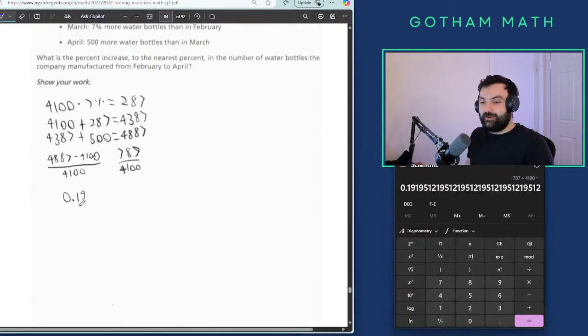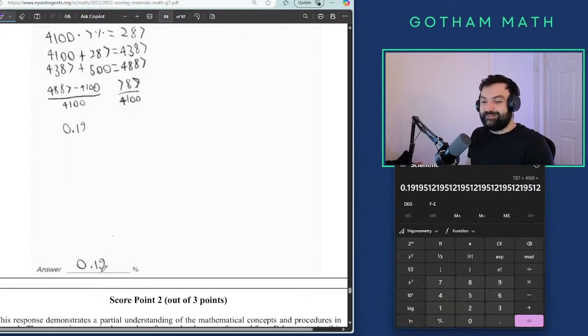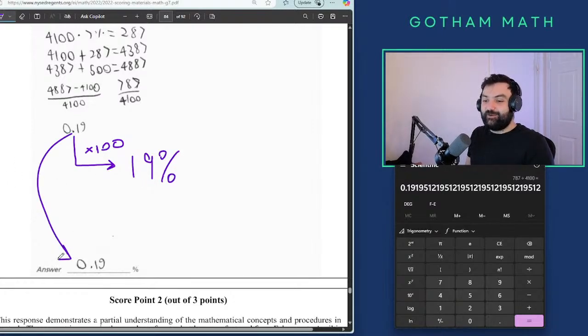Oh. This person did not know that when you get a decimal, you also have to do one more step: multiply it by 100, and you will get your percentage. Okay? And if you put this as the answer of the percentage, you will obviously get 1 less point.